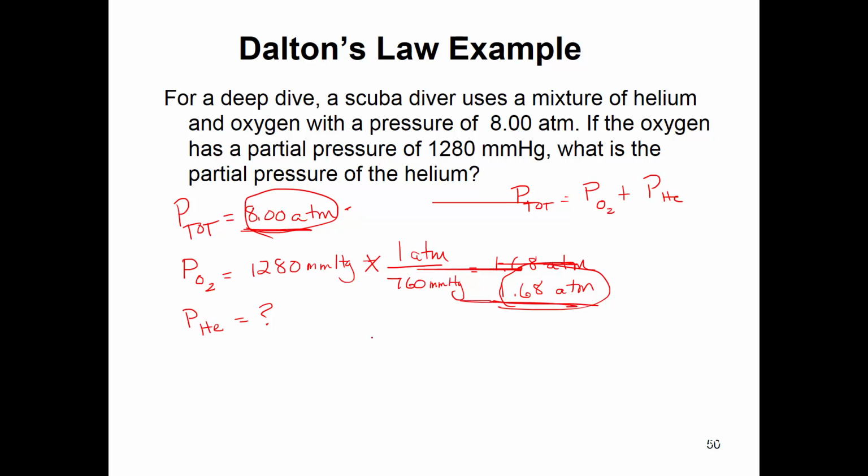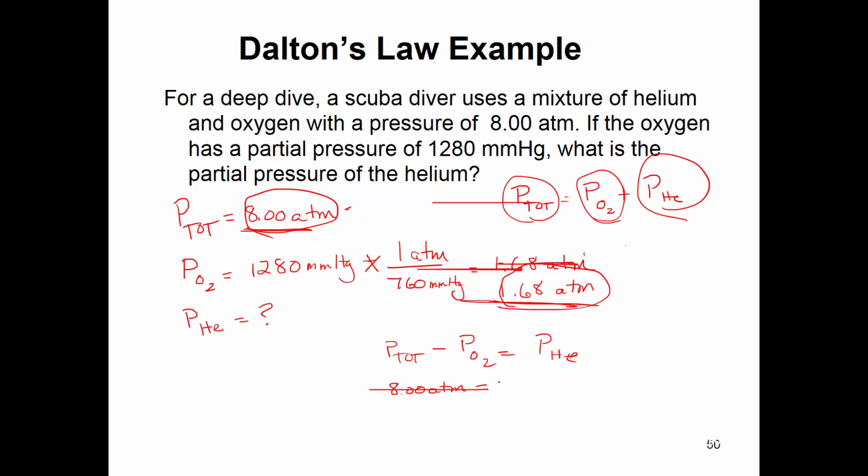So instead of me adding stuff together, I'm going to have to say the total pressure minus the pressure of oxygen is going to give me the pressure of helium. See why? Because I've got the total one and then I've got this one, right? So I'm solving for helium. So the total pressure, which is 8 atmospheres, minus the partial pressure of oxygen, which is 1.68 atmospheres, gives me 6.32 atmospheres of helium.